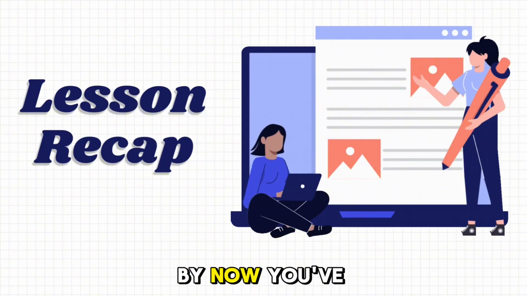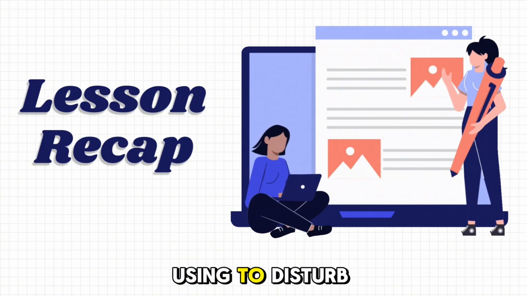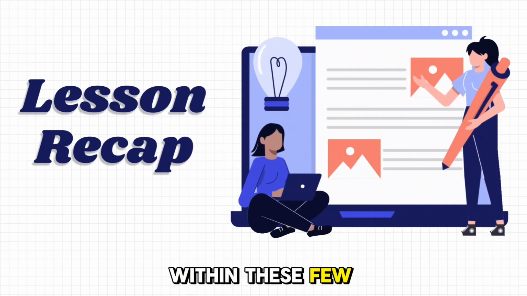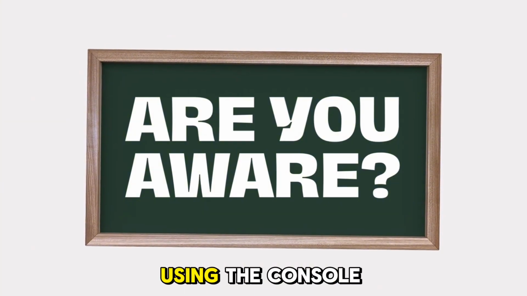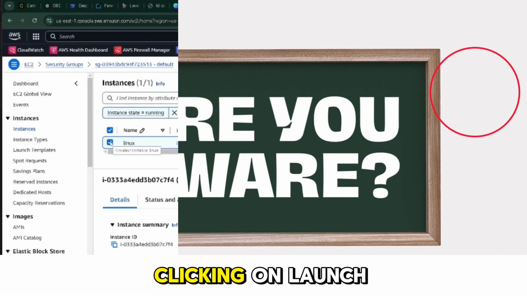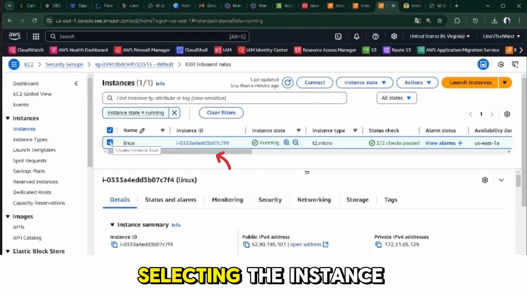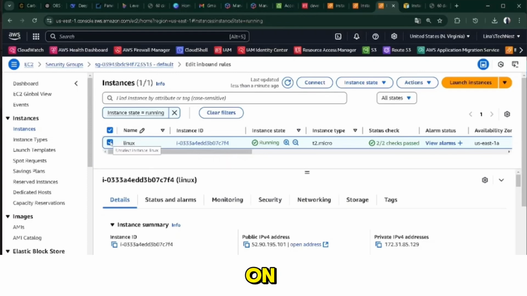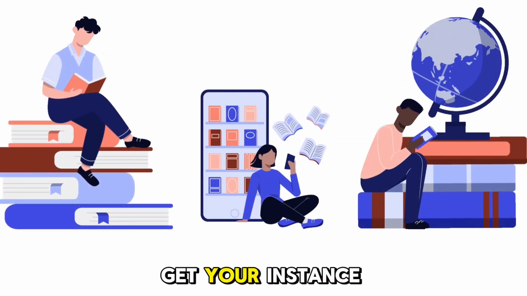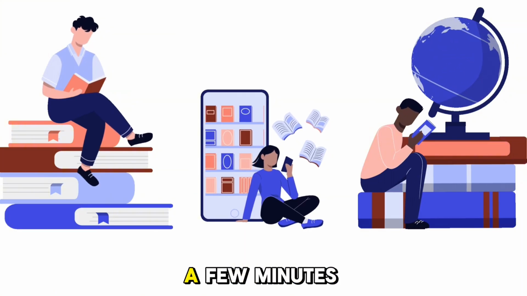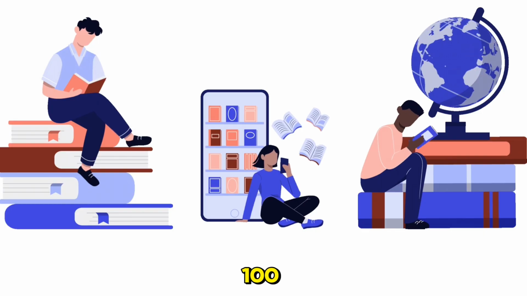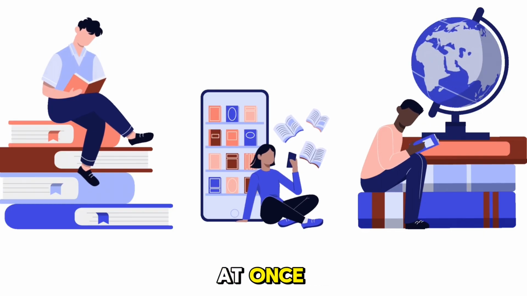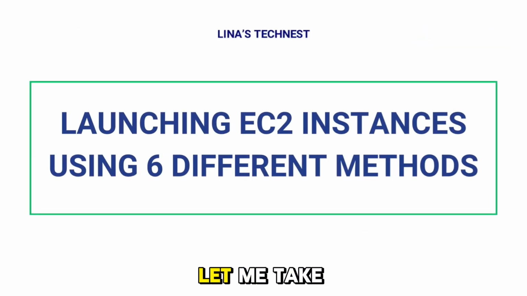So I know by now you've heard of EC2 instances, as I've been using them to disturb you within these few days. But are you aware that apart from what I demonstrated using the console, clicking on launch instances, selecting the instance type and so on, there are other ways you can get your instance running even in just a few minutes? And it's not just one. If you need to launch 10 or 100, it is possible to do them at once. Come with me. Let me take you through.